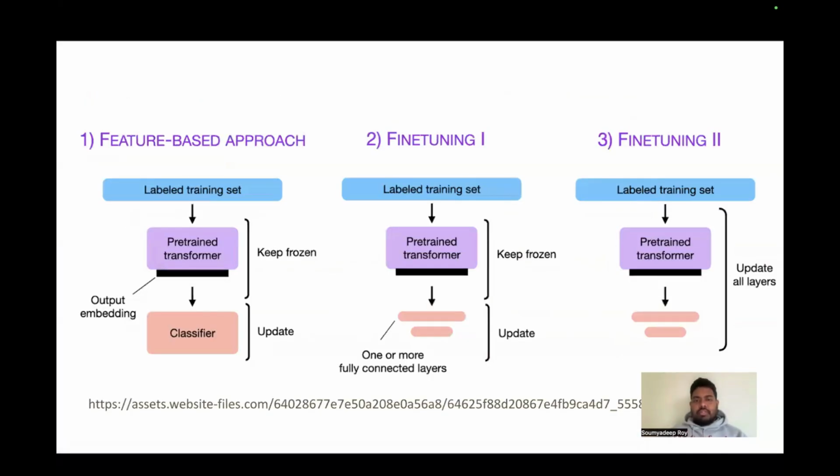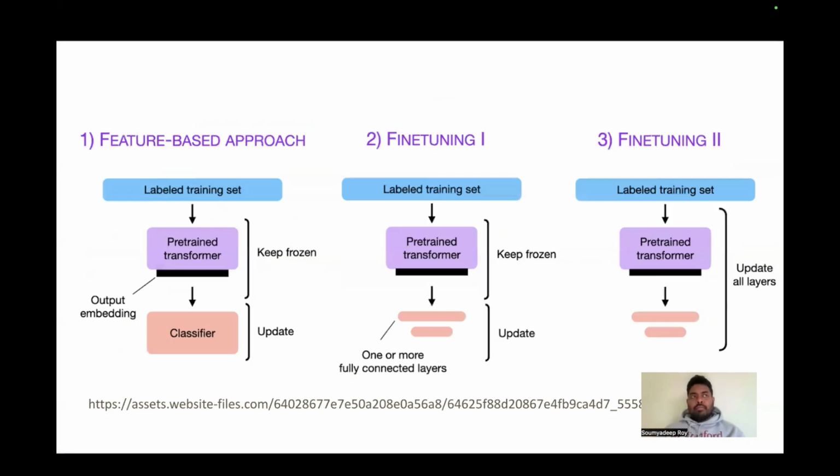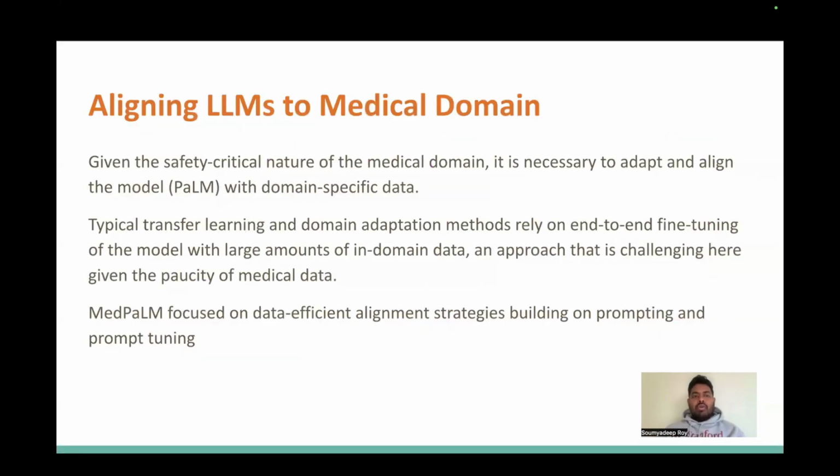Fine tuning. So this is a very common terminology that we have seen, but now when you're aligning LLMs with the medical domain, the previous approach was usually applied for small language models, right? Because even if the size is small, it is still compute intensive. Now, when you have to align LLMs to the medical domain, it is necessary to adapt and align the original model with the domain specific data, right? End-to-end fine-tuning is very challenging. And one more important point is that you do not have the similar quantity of medical data as you have of open domain data, right?